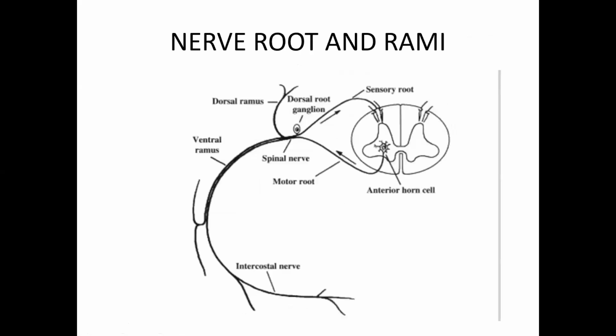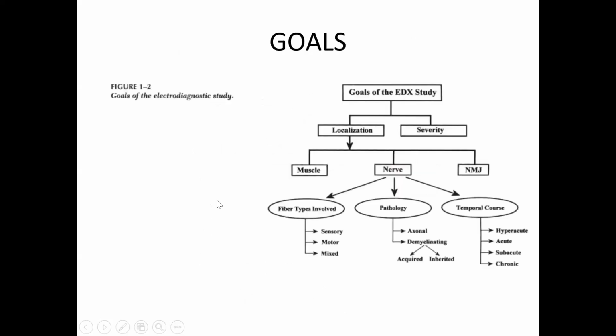This is another same diagram, where sensory conductions are carried. It enters through the sensory root, dorsal root ganglion, and then the anterior horn cell, which comes out as the ventral root, then the spinal nerve, which has dorsal and ventral rami. So today we are going to discuss the electrodiagnostic study.